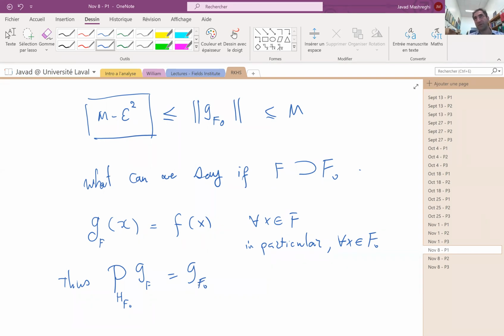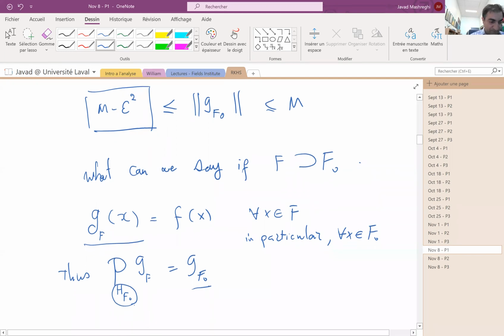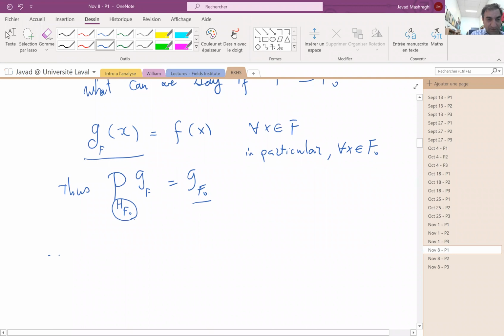Remember, we had a theorem that when we project into the space created by kernel function, we obtain a function which does the interpolation, and also it is unique. So it doesn't matter with which function which does the interpolation you start. There are infinitely many of them. But when you project, you obtain the one which has the minimum norm. So the projection of gF onto H F0 is equal to gF0. And therefore, because of the projection property, this implies that gF minus gF0 is orthogonal to gF0. That's because of this projection.